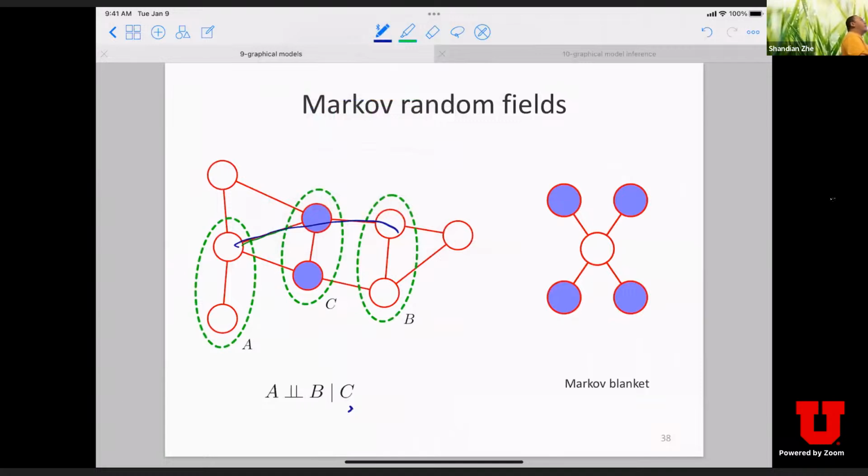So it seems a lot easier than the Bayesian network, right? Any question? So we're on the same page, right?